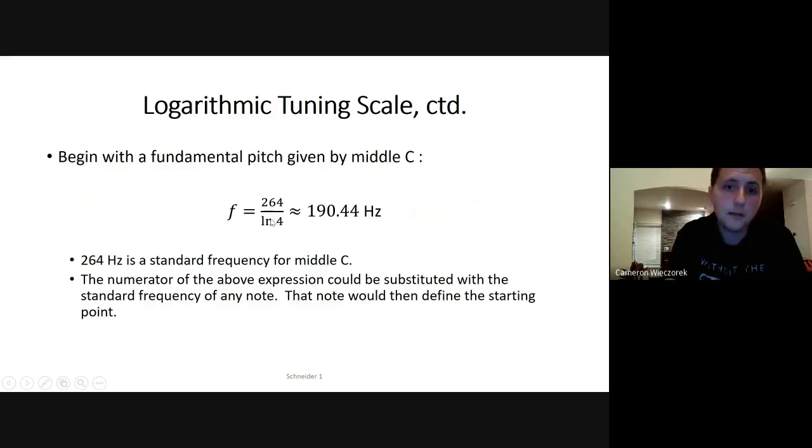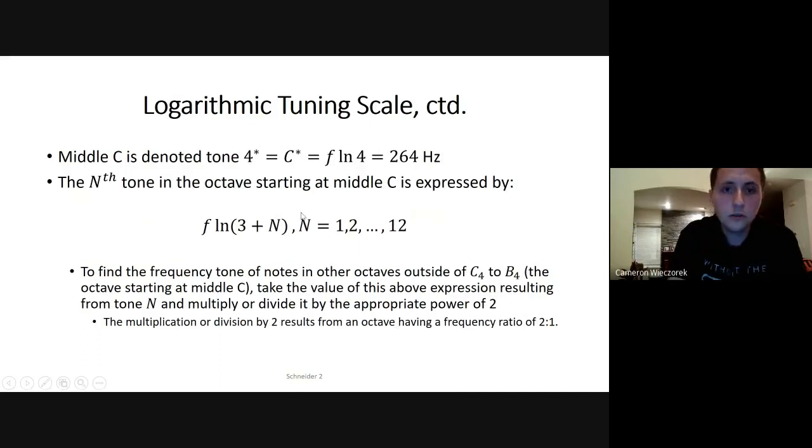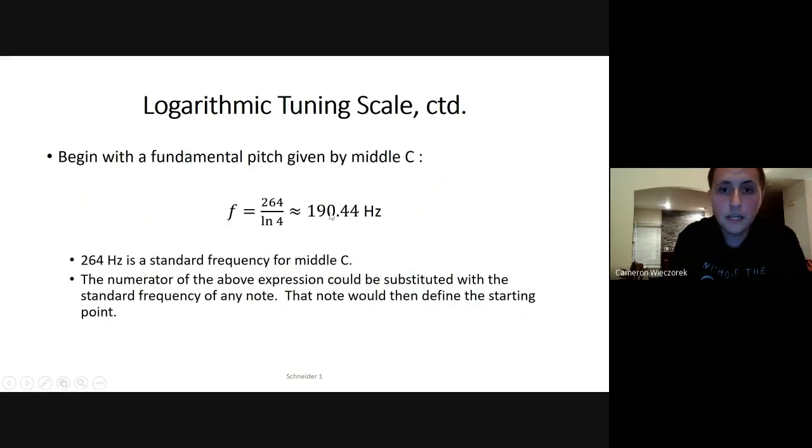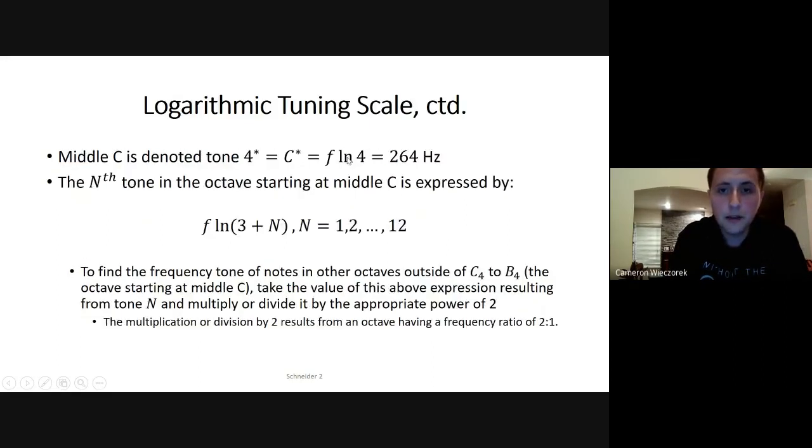And here's the key. You divide it by the natural log of 4. So this is giving rise to the name logarithmic tuning. This is about 190.4 hertz. Subsequent tones are going to involve this expression. So middle C is what we denote tone 4 star. The star is just indicating we're using this logarithmic tuning. So we'll call that note C star. C star is going to be middle C, and we're going to give it the value F, this 190.44, and we're going to multiply it by the natural log of 4 so that middle C is not compromised from standard tuning. 264 is what we want middle C to typically be.